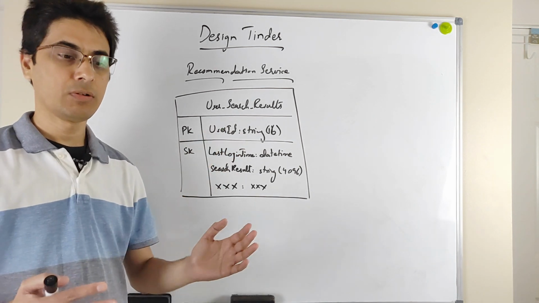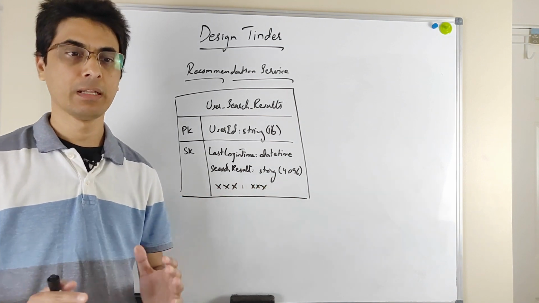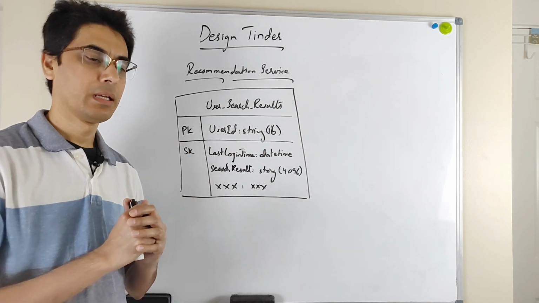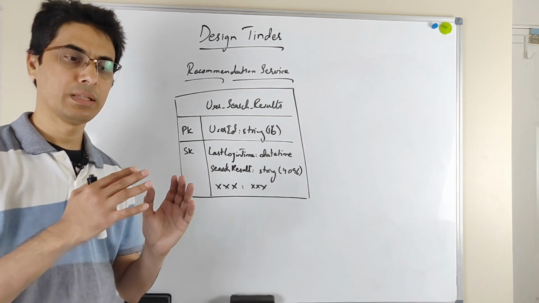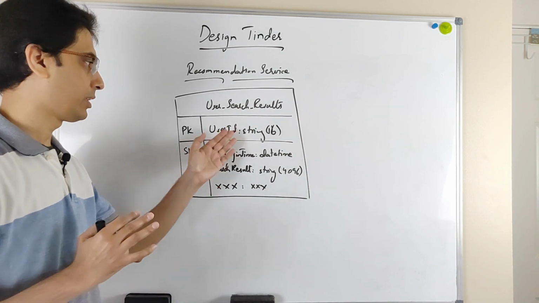So you can imagine now in the recommendation service we have two different types of data sets. Some are the geoshard data sets on which we run the search queries, and we then store the result of those search queries in a separate data set which is sharded by the user ID.